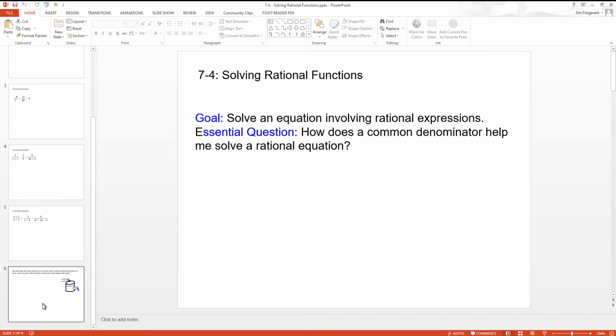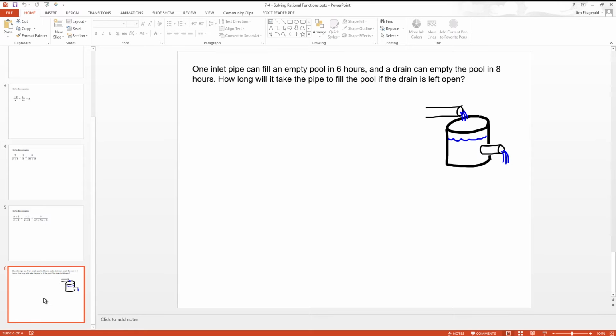I wanted to look at a story problem, and you'll see some story problems as part of your homework. Here's an application of a rational expression. This is talking about rates. When we talk about rates, we're talking about rational expressions, right?